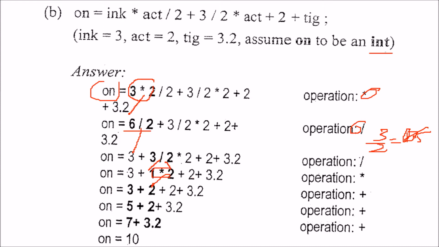Then all are done. Now let us see this one. 3 plus 2, 5. Then 5 plus 2, 7. And then 7 and this 3.2, when we add them, will be 10.2. But since On is an integer, this 0.2 will be discarded. Only 10 will be given here. So the final value will be 10.